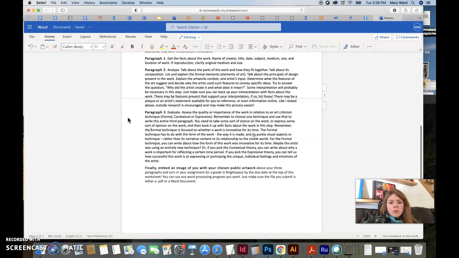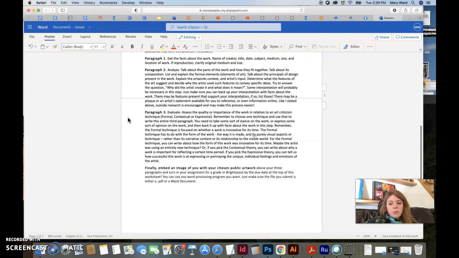Some interpretation will be necessary in this step. Just make sure you can back up your interpretation with facts about the work. So there may be features present that support your interpretation. If so, list those, talk about them. There may be a plaque or an artist statement available for you to reference.